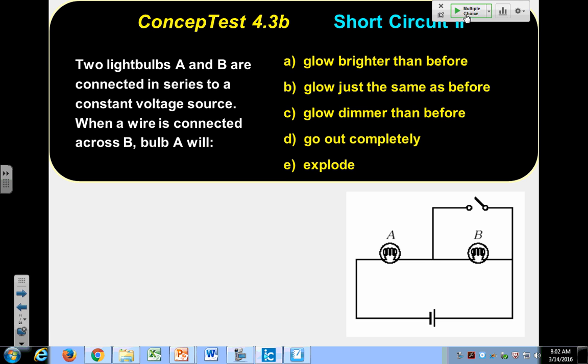All right, two light bulbs, A and B, are connected in series to a constant voltage source. When a wire is connected across bulb B, what will happen to bulb A? Now, if I connect that wire across bulb B, that's effectively taking bulb B out of the circuit, because all my electrons are going to come through here, and none are going to go this route. They're all going to go this route when I close this switch. So what's going to happen to bulb A? Will bulb A grow brighter, the same, dimmer? Will it go out completely? Or explode?